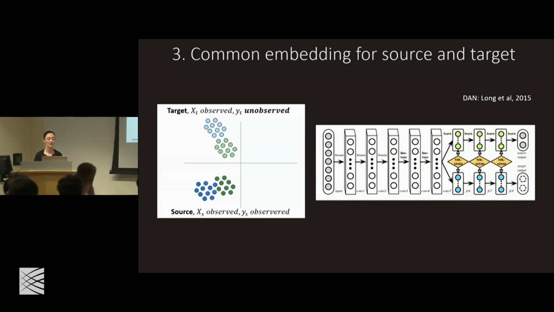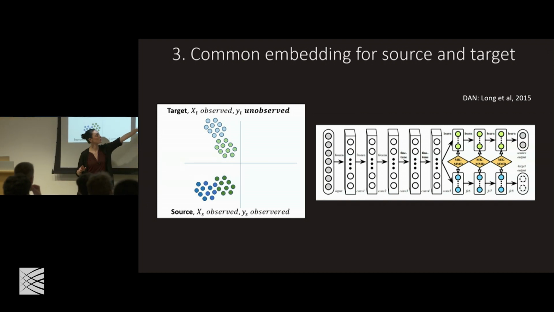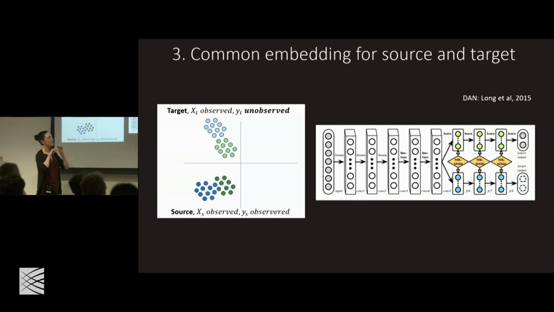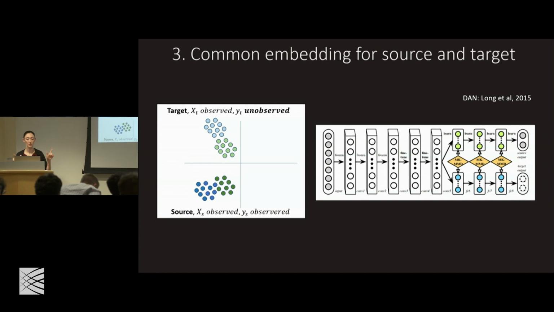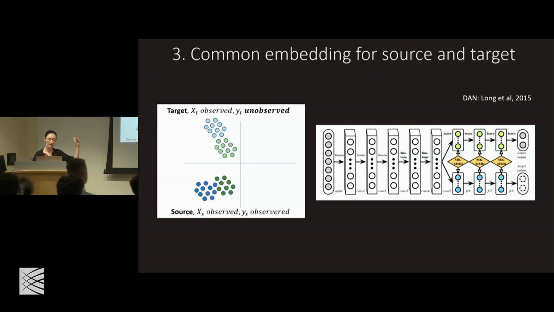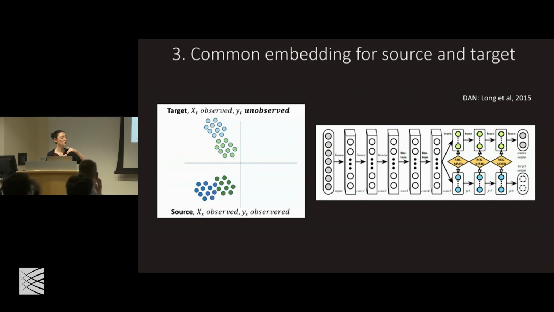And then the last one is finding that common embedding for the source and target. So here I'm showing the deep adaptive network from Long et al., where they place their features from a neural network from the source and target data. So they pass both source and target data through these first few layers of a neural network and then embed it in a reproducing kernel Hilbert space. And then they find the distance between the features in that space.